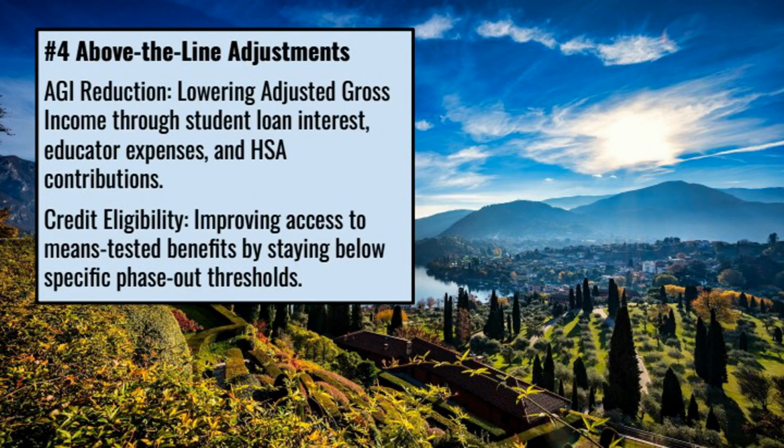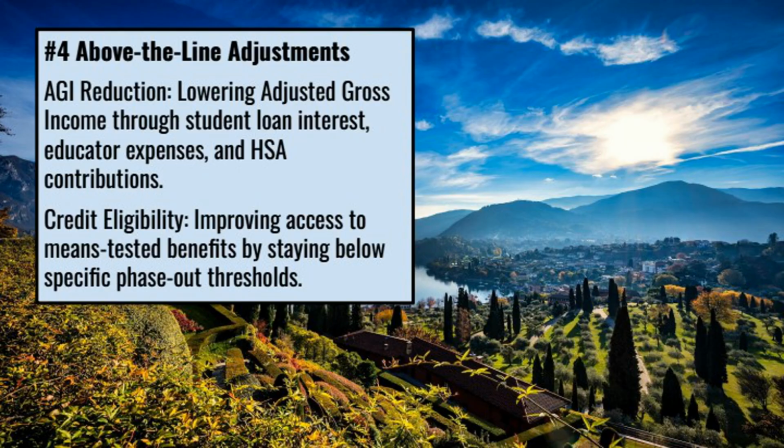Overlooked above-the-line adjustments. Many taxpayers focus exclusively on the choice between the standard deduction and itemized deductions, ignoring above-the-line adjustments that reduce adjusted gross income regardless of which deduction is taken. Items such as student loan interest up to $2,500, educator expenses for K-12 teachers, and health savings account contributions made with after-tax dollars are powerful tools for lowering tax liability.